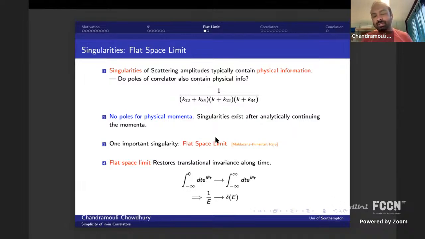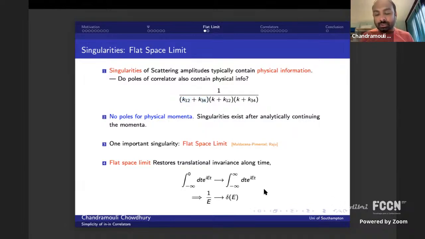What the flat space limit does is it essentially restore translational invariance along time. So what I mean is, when we were evaluating these Witten diagrams, we had cut the integrals off at t equal to 0, which gave us these poles. But had we continued the integrals from minus infinity to plus infinity, we would have ended up with a delta function in energy. So what I would like to do is to somehow restore the delta function from the 1 over E pole, where E is the total energy of the particles. And for massless particles, the energy of individual particles is mod of k_i.